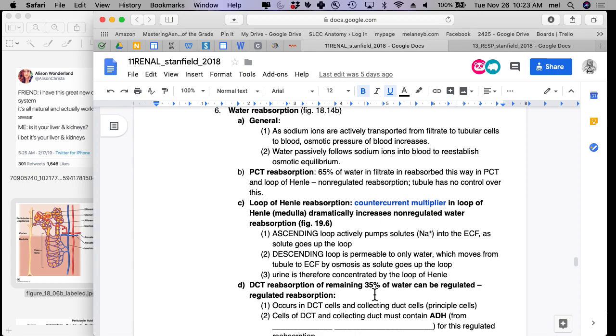Good? Okay, so the ascending loop actively pumps the solutes, primarily sodium but not exclusively, into the extracellular fluid as the solute goes up the loop. The descending loop is only permeable to water and not solutes. Yes? Okay. And water moves from the tubule to the ECF by osmosis as it goes through the loop. Urine is therefore concentrated by the loop of Henle.